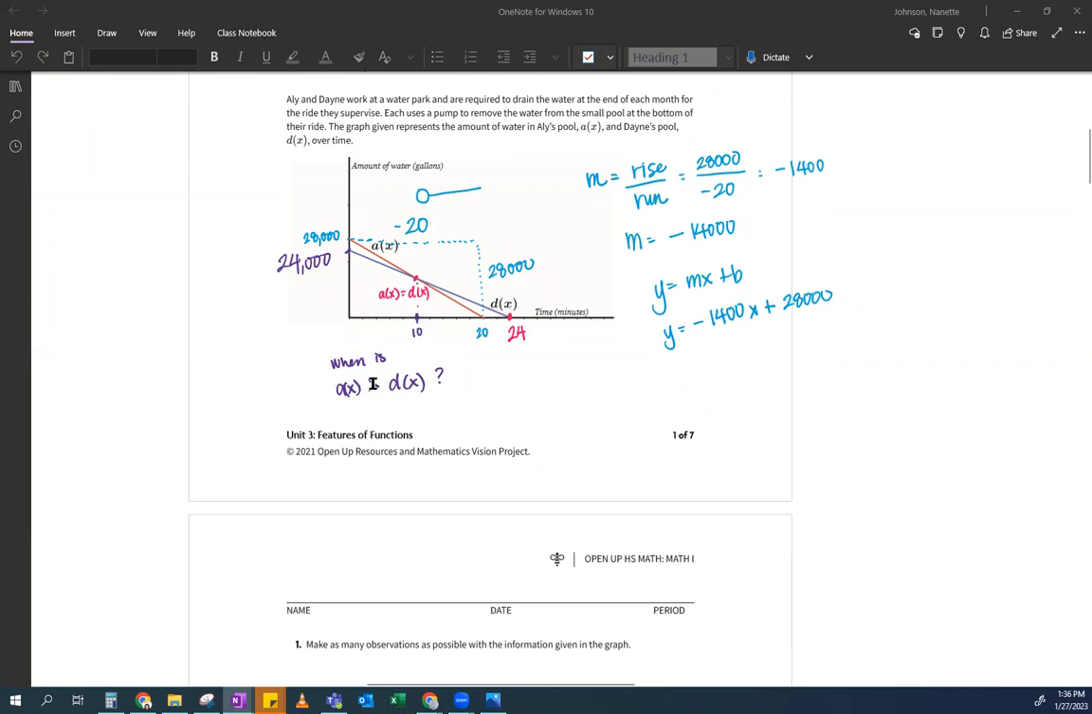So when is A of X bigger than D of X? Someone said from the start to their intersection point. Man, I wish there was a very quick mathematical way of writing that. You all know this. How do you write that?